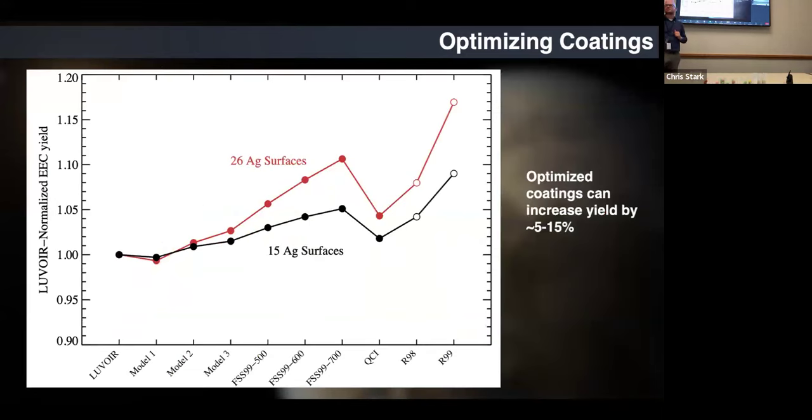But we started looking at this and we calculated the normalized yield as a function of coating, and you could increase your yield by 5 to 10%. And if you had this magical coating that I'm calling R99, which is 99% reflectivity at all wavelengths, then you could go, 10 to 15% improvement in yield. So an interesting potential trade.